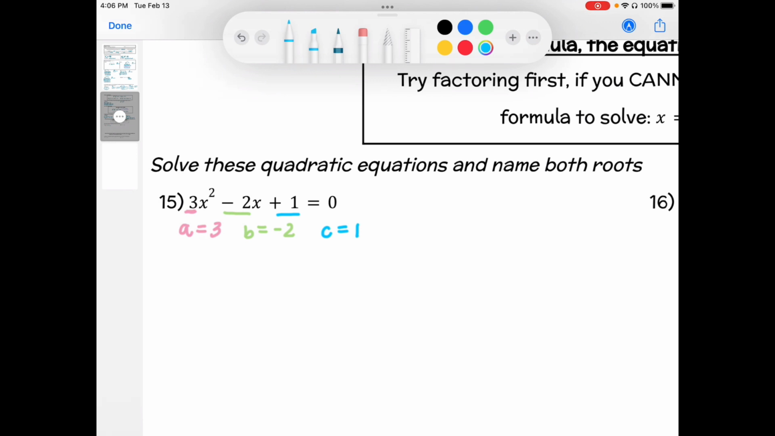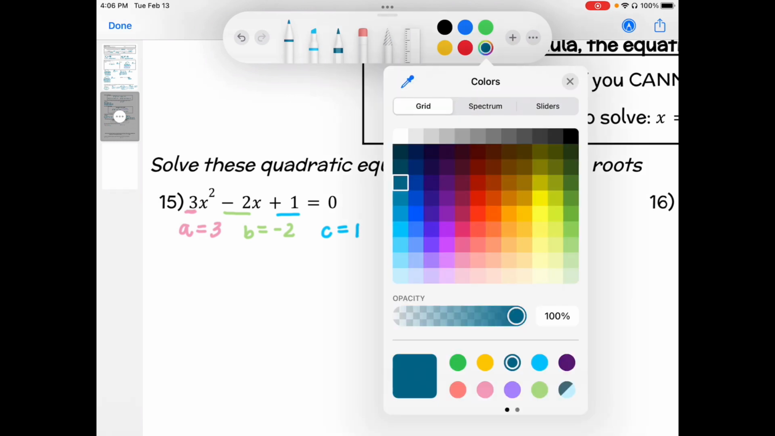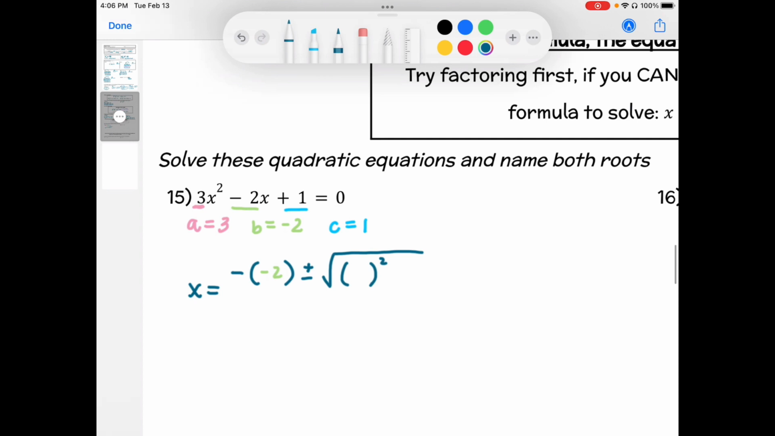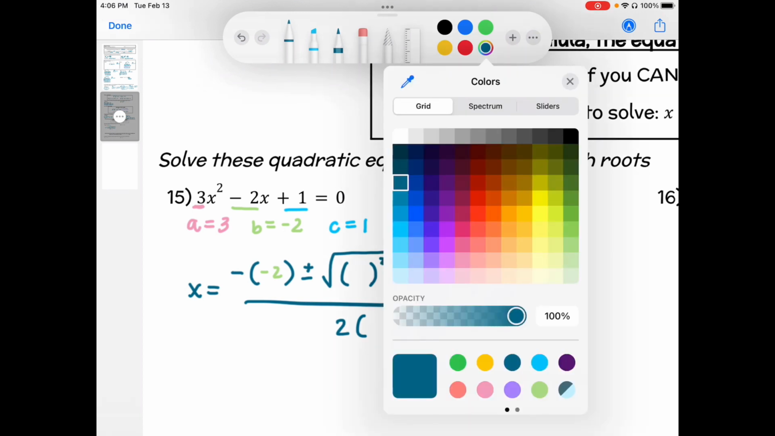All right, so once we do that, we plug it into the quadratic formula. So we're going to have x equals -b. So I'm going to put b in those parentheses, which would be -2. Plus or minus the square root of b squared minus 4ac, all over 2a.